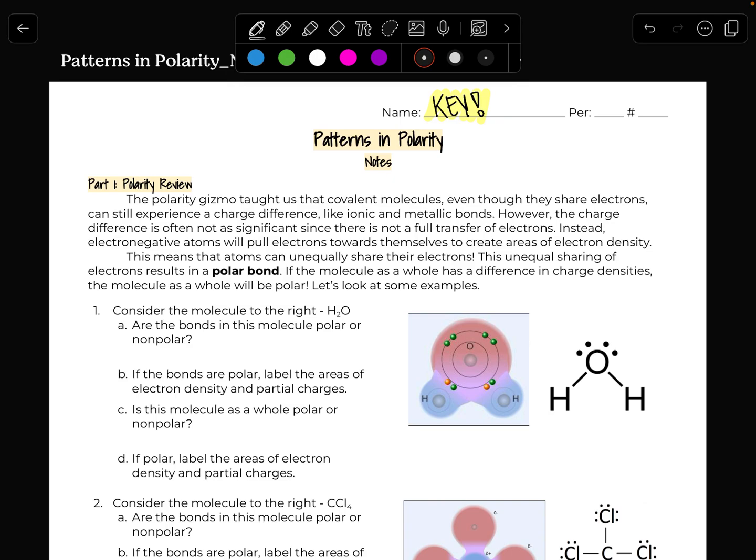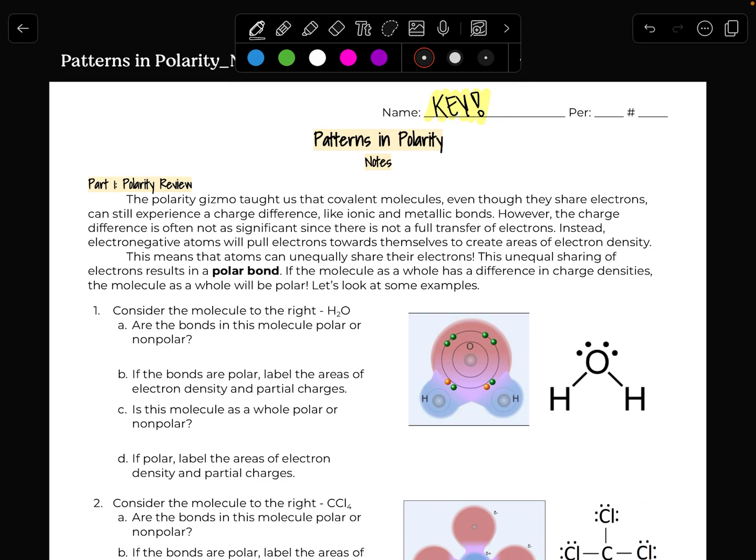Today we are going to talk about how to find patterns in polarity of molecules. So we've been taking a look at polarity in bonds, what happens when two atoms are playing tug of war with each other. But what happens if you are trying to look at polarity across an entire molecule? So this time you have to take into account the polarity of all the bonds and see if there's electronegativity differences across that whole molecule.